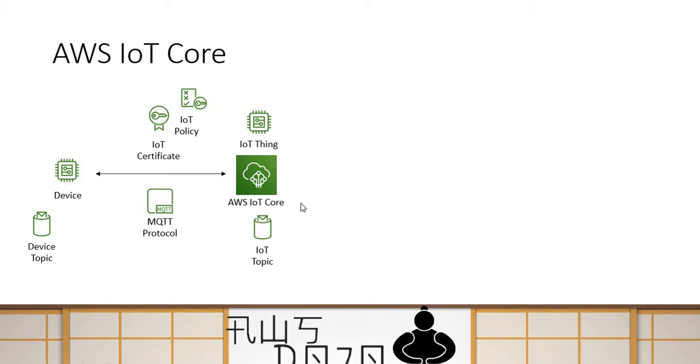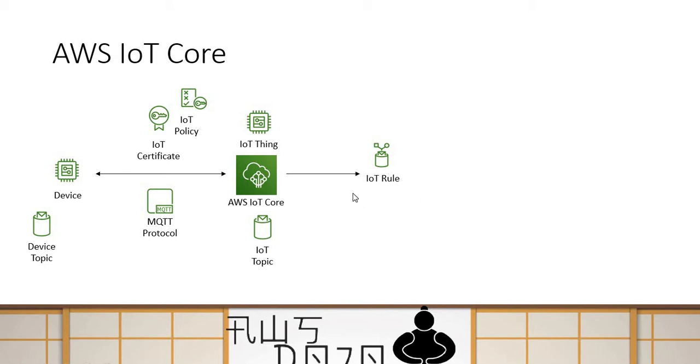Similarly, if IoT Core has to talk to the device, it can publish a message to a device topic. On the device side, you will have some code or script written which is subscribing to this device topic, and by virtue of that subscription, the device will come to know what message IoT Core has communicated to it. This way, using the publish-subscribe model, using topics and the MQTT protocol, device and IoT Core communication happens.